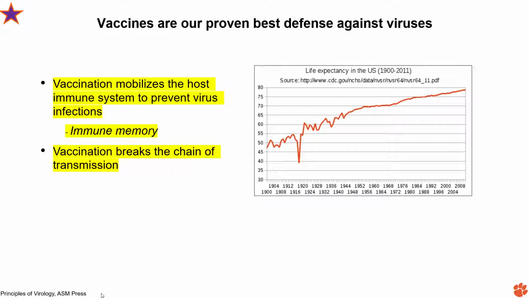Right here, a very basic idea: which of the following is proven to be the best defense against acute viral disease? If we give you different things like antibiotics, remember that antibiotics are always against bacteria. Antibiotics have nothing to do with viruses. Antivirals are not the best way to do it. Natural immunity and passive immunity are secondary, but vaccines are our proven best defense against viral disease.